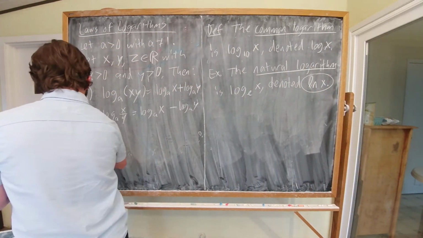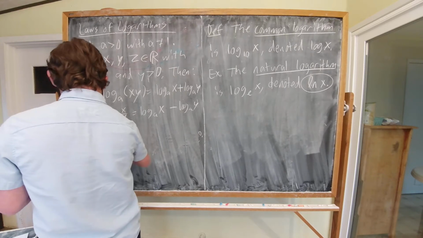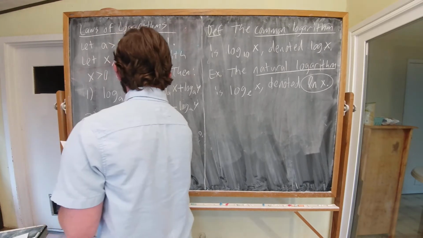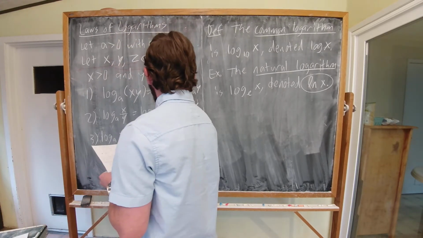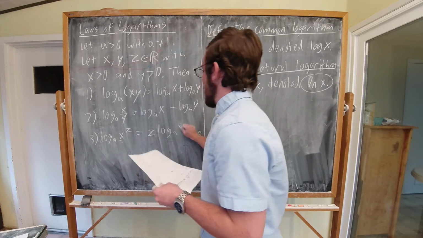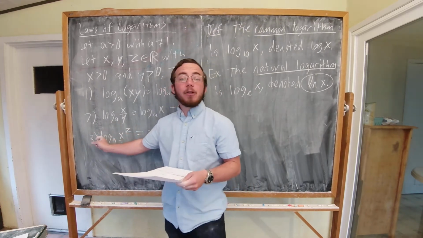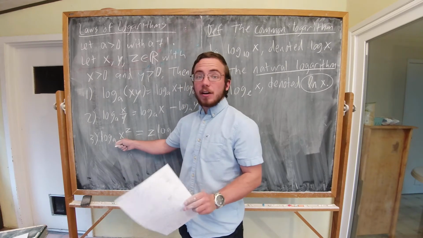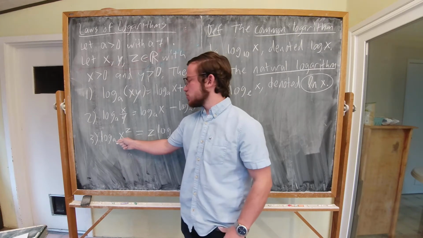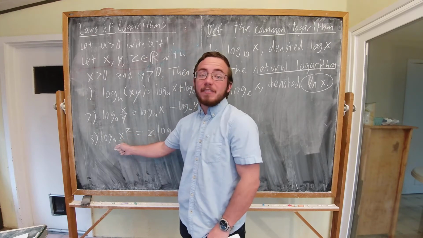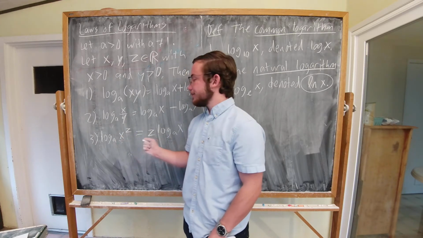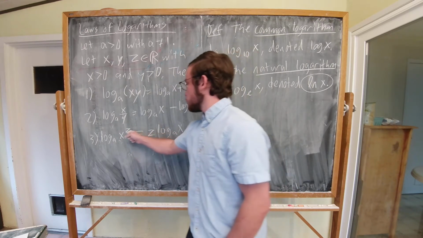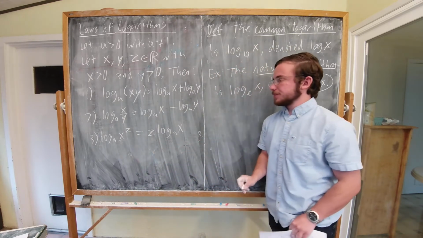And then finally, log base a of x to the z is equal to z times log base a of x. An exponent pulls down in front, no matter what x is. We saw as an earlier property that this is true when x is a. Log base a of a to the z is just z, right? But it's going to be true no matter what our value for x is. Exponents will pull down and multiply in front.